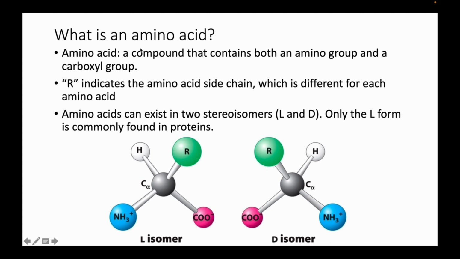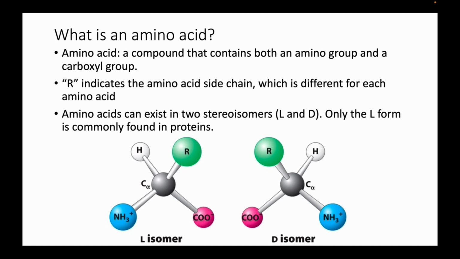So an amino acid is a compound that contains both an amino group and a carboxyl group. Looking here, we can see our amino group, our NH3+, and our carboxyl group, COO-. And then we see we've got this alpha carbon, C alpha, in the center. We've got a hydrogen, and then we've got the R group. So the R group indicates the amino acid side chain, which is going to be different for each of the 20 amino acids.